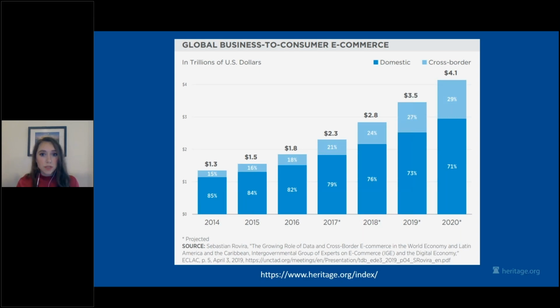As we are a little short on time today, I'm only going to discuss restrictions on cross-border data flows. However, I would encourage you to look at this year's Index of Economic Freedom and check out my chapter where I go into more detail on other types of restrictions on digital trade.